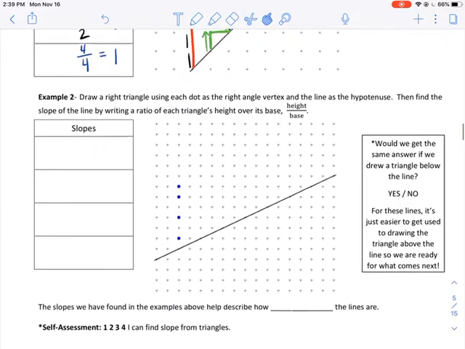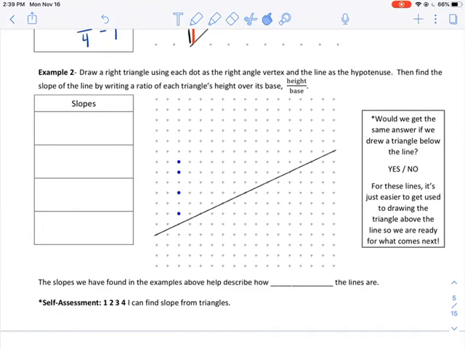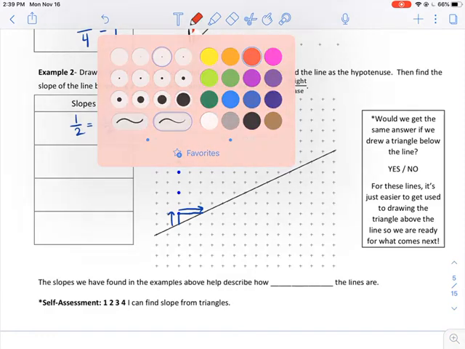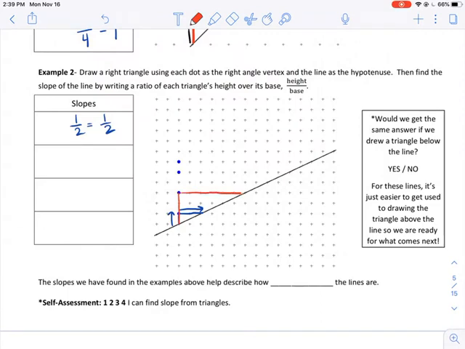Let's see a different one. All right, we're going to look over here, and all of these are right on top of each other. That's fine. This one is up 1, over 2, so 1 over 2, 1/2. Okay, let's do this one. Up, ooh, how much is that? 1, 2, 3. Over 1, 2, 3, 4, 5, 6. Okay, 3/6 is the same as 1/2.